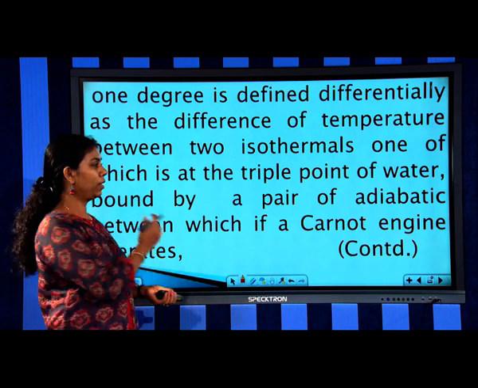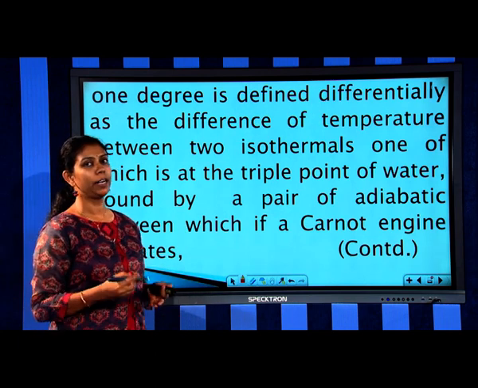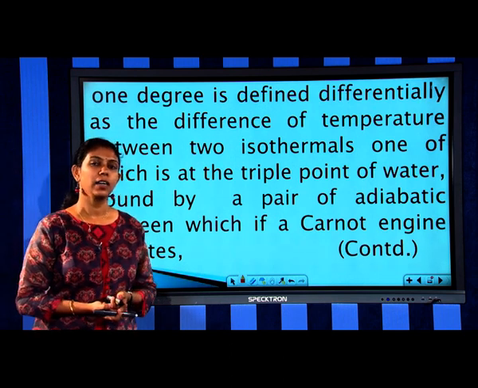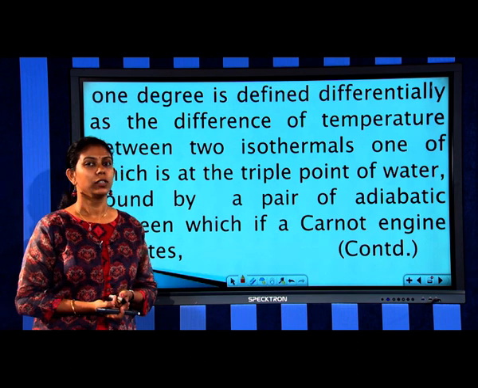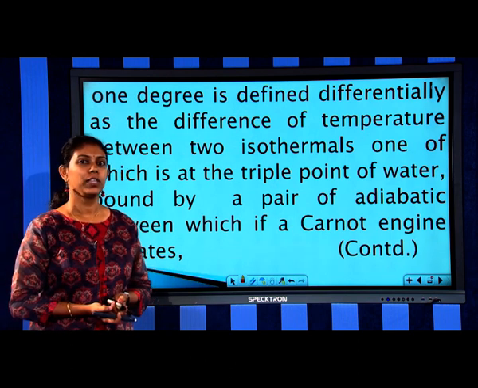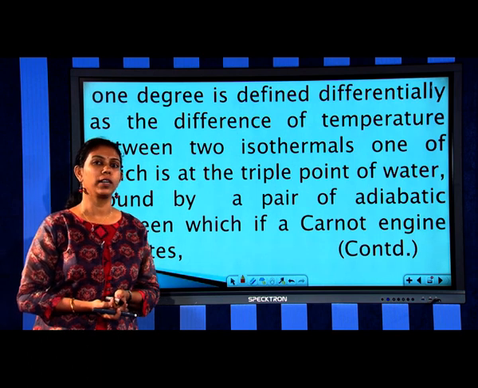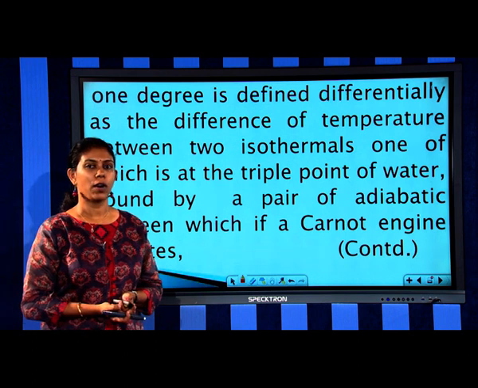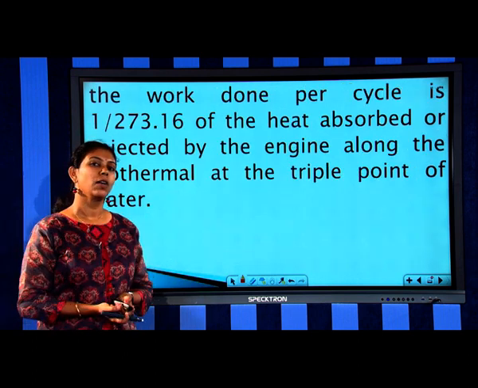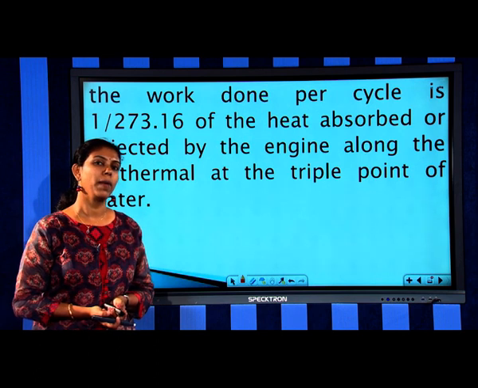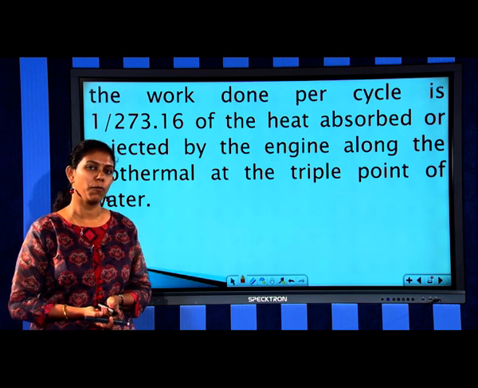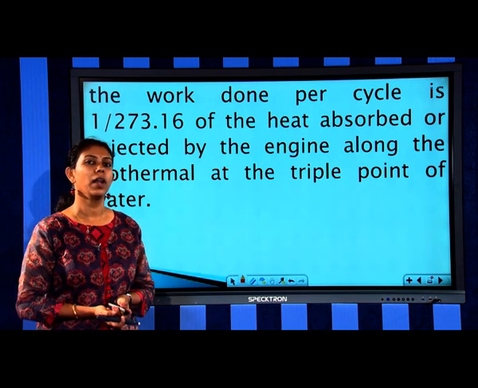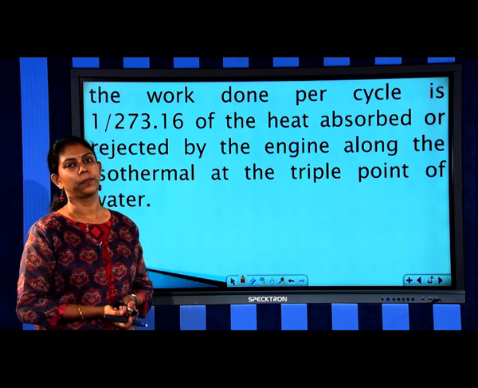From the above discussion we can define 1 degree. 1 degree is defined differentially as the difference of temperature between 2 isothermals, one of which is at the triple point of water, bounded by a pair of adiabatics between which, if a Carnot engine operates, the work done per cycle is 1 by 273.16 of the heat absorbed or rejected by the engine along the isothermal at the triple point of water.